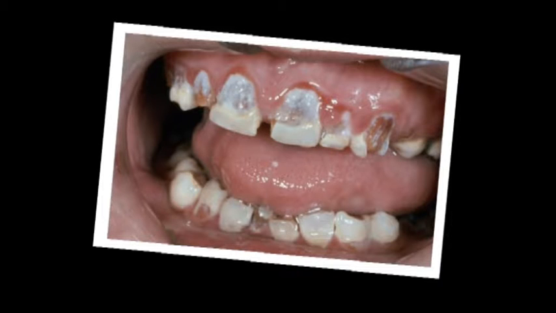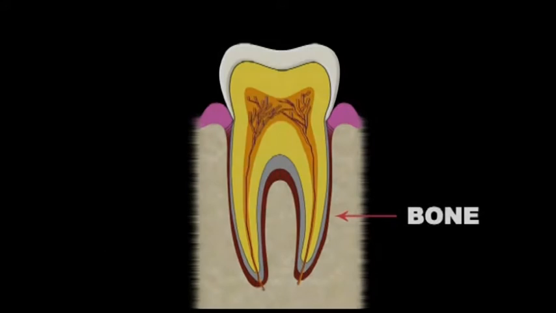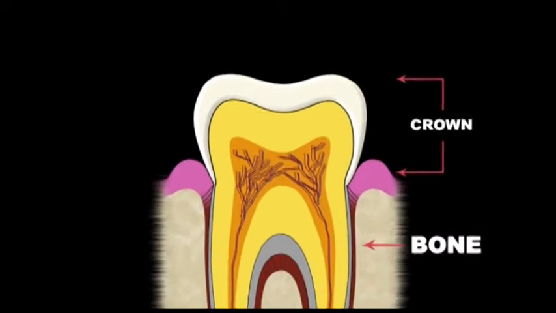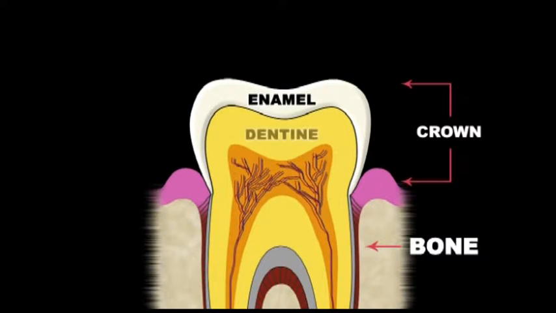Before we look at how to prevent it, you'll need to understand how tooth decay happens. We are looking at a diagram of the inside of a chewing tooth. The visible part of the tooth is called the crown and has three layers: the enamel, the dentine, and the pulp.